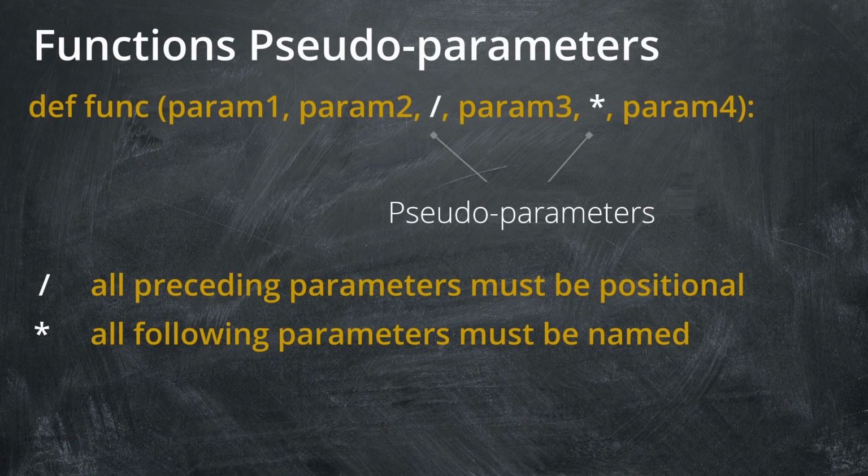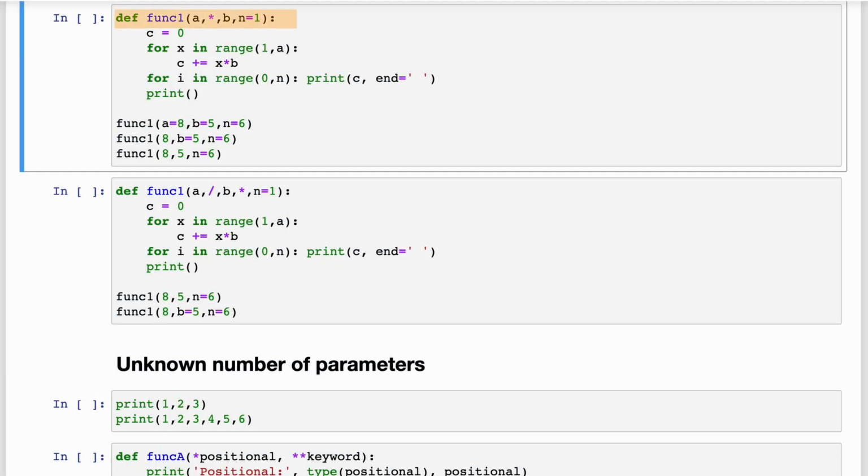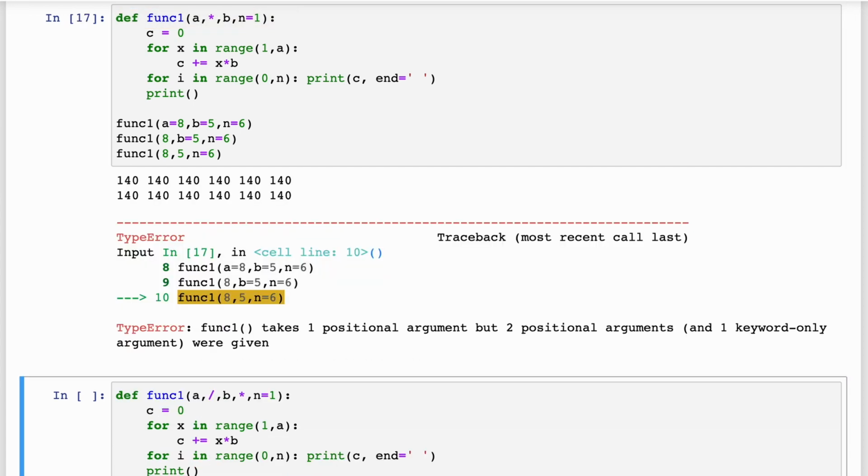But what if we want to force parameters to be passed exclusively as named? For such a case, Python introduces another pseudoparameter, the asterisk. We will modify our function again. With this notation, we tell the interpreter that all parameters after an asterisk must be entered as named. A function call confirms this.